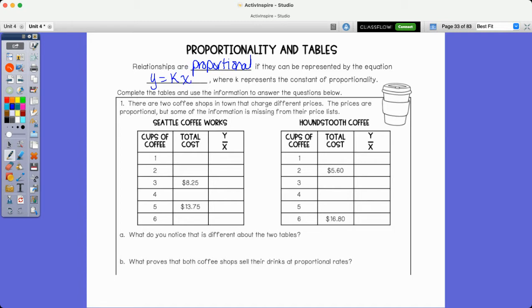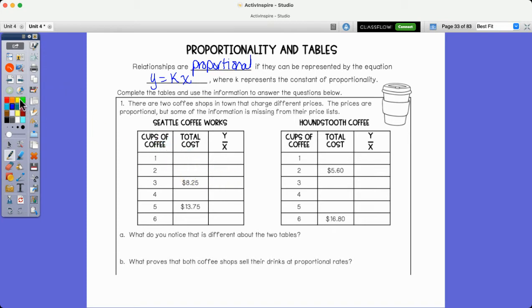So we are going to complete the tables below and use the information to answer the questions below. There are two coffee shops in a town that charge different prices. The prices are proportional, but some of the information is missing from their price list. So we have the Seattle Coffee Works and Houndstooth Coffee. These are what we're going to be working on. So the very first thing we want to do is find the unit rate, the per one.